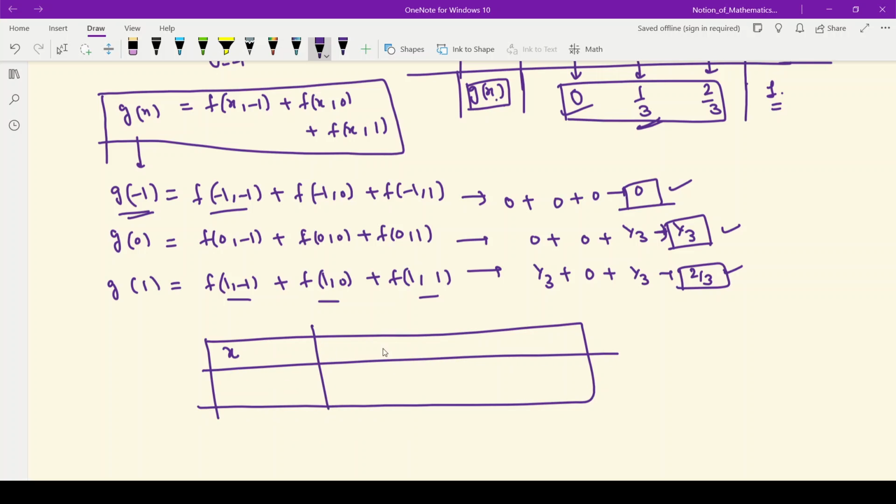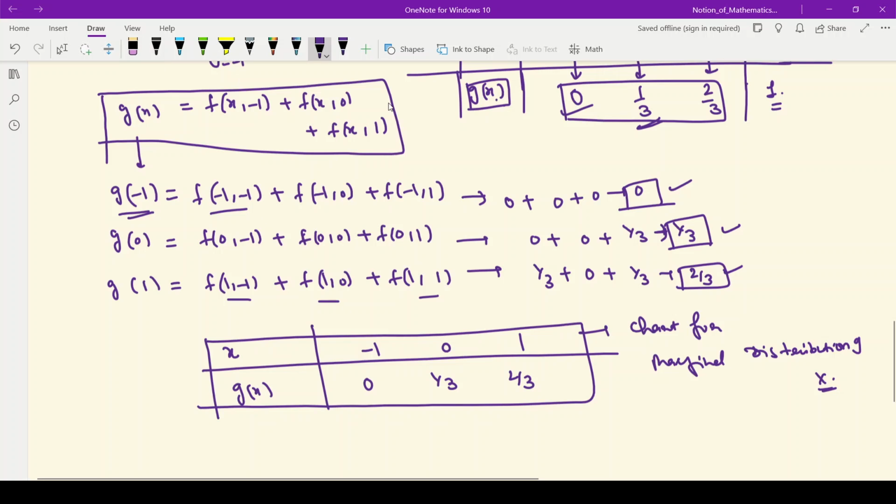X was having 3 values, minus 1, 0 and 1, and g of x is also having 3 values, that is 0, 1 by 3 and 2 by 3. So this is the chart for the marginal distribution of x. It is like this one.